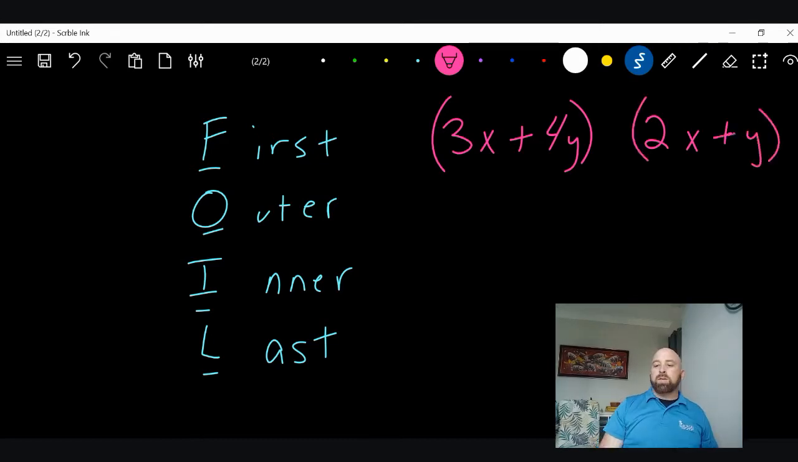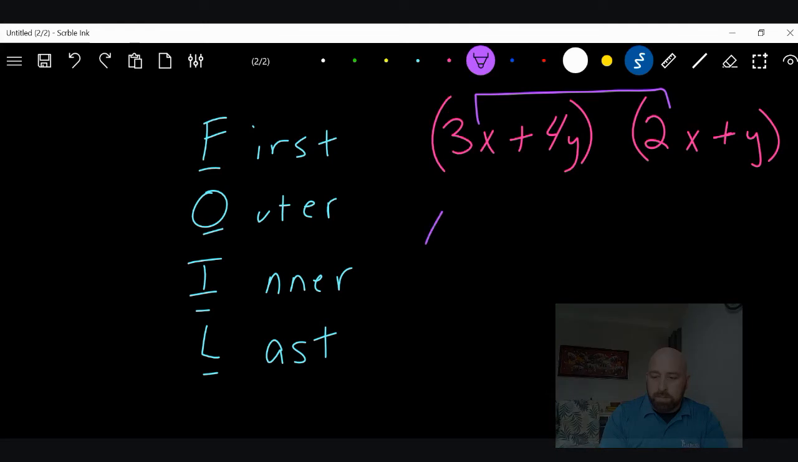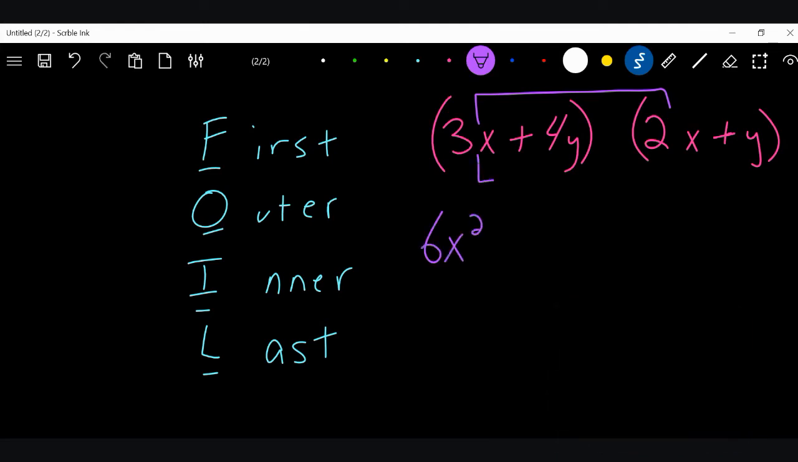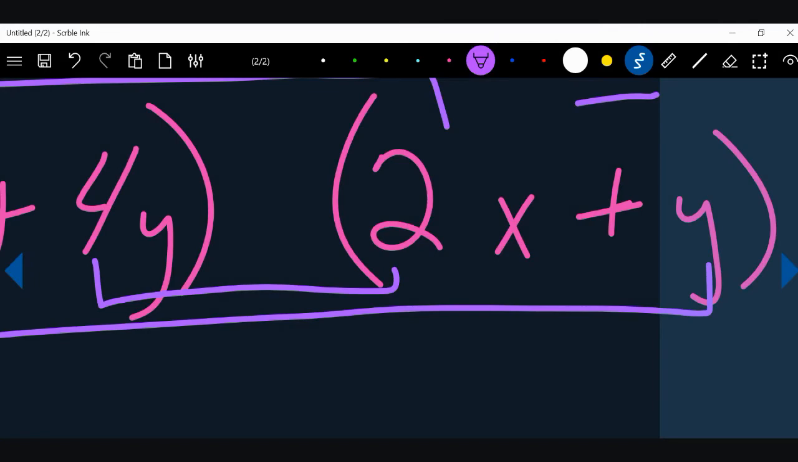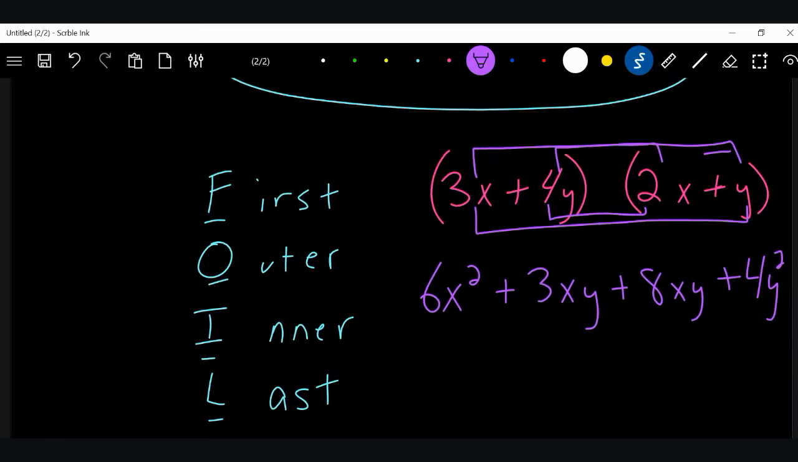All right, so what I'm going to do here is I'm just going to do the first, and so that looks like this right here. Those are the first. That's the first one, and that's the first one. That's what that means by first. So I'm going to get 6x squared. And then I'm going to do the outers. So I'm going to get a positive 3xy. I'm going to do the inners. I'm going to get a positive 8xy. And then I'm going to do the, sorry about that, I'm going to do the lasts. And I'm going to get a positive 4y squared.